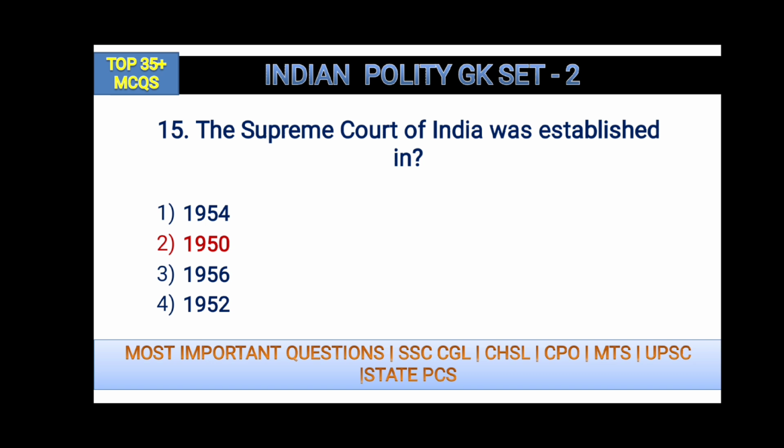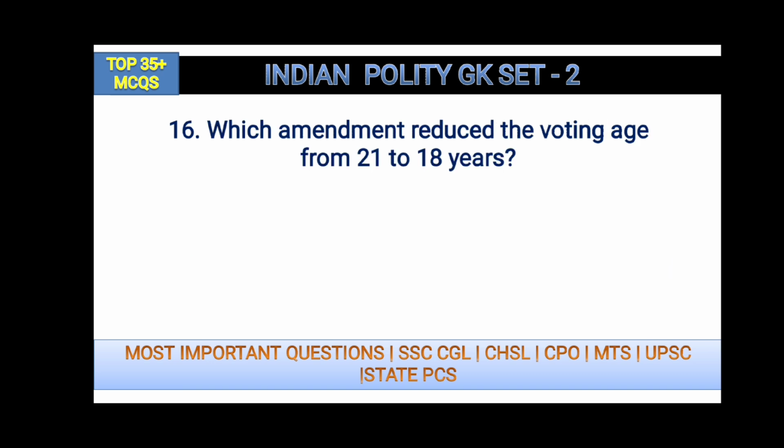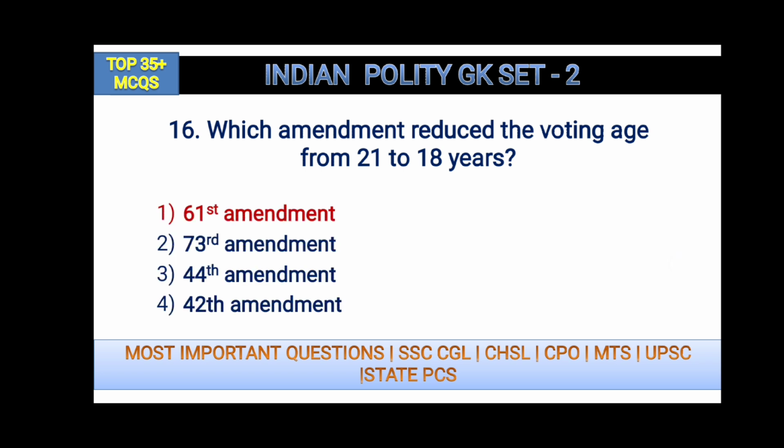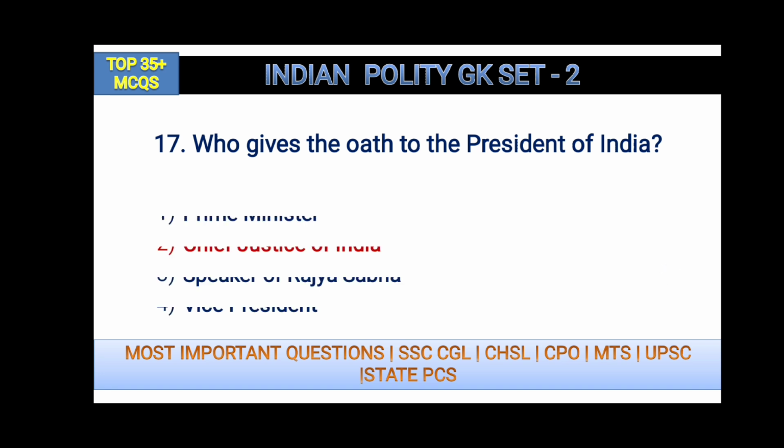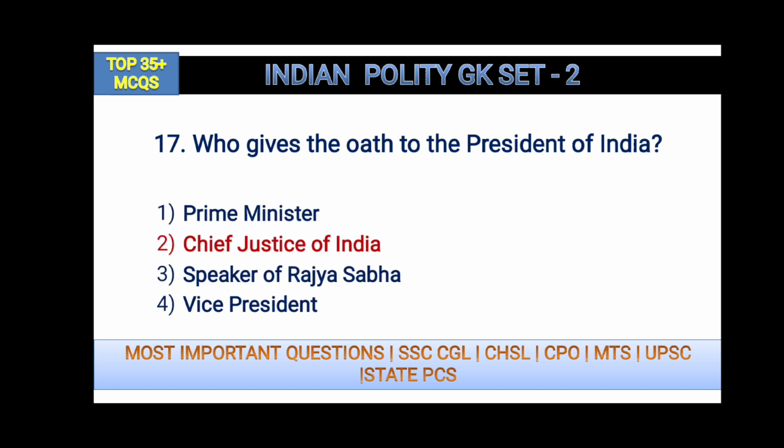The Supreme Court of India was established in 1950. Which amendment reduced the voting age from 21 to 18 years? This is a very important question. All are important, but this was important. Through the 61st amendment, the voting age was reduced from 21 to 18 years. Who gives the oath to the President of India? It is the Chief Justice of India, option number 2.